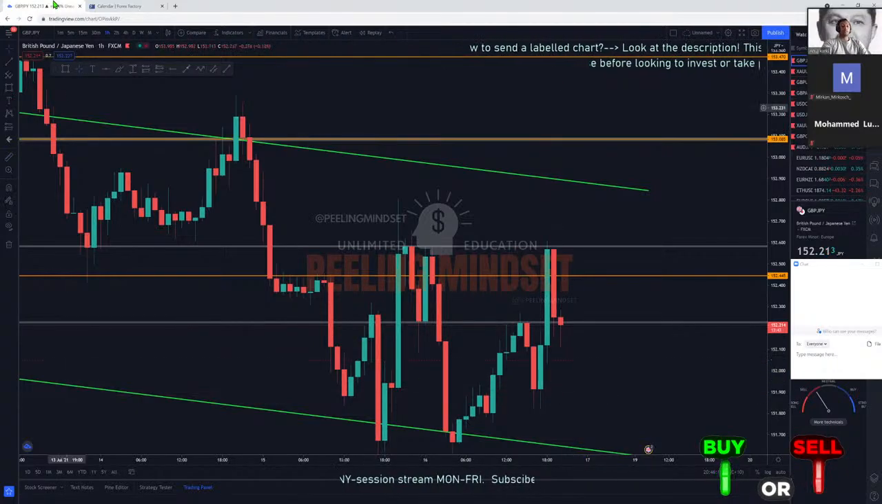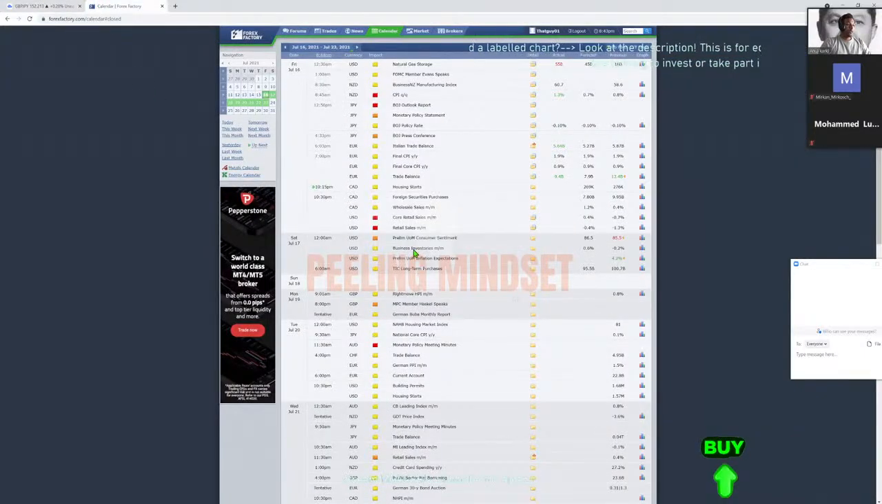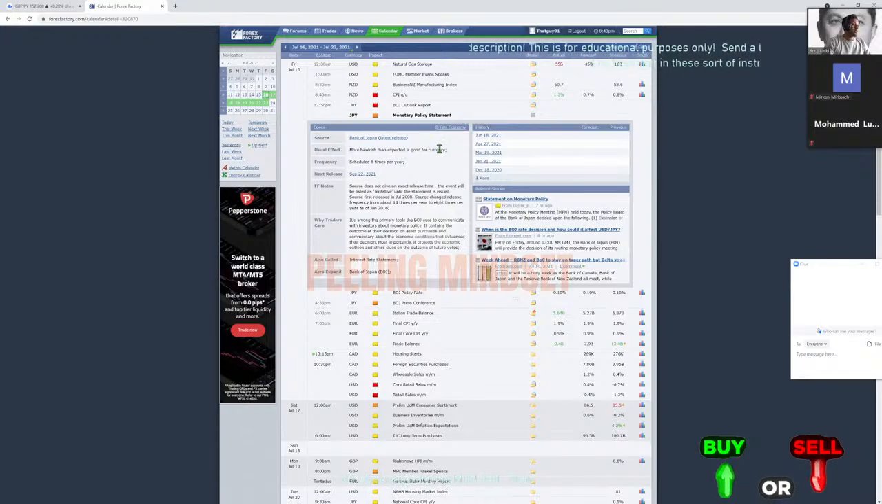Let's see. So we have retail sales today. Oh, we actually had a yen monetary policy today. Ooh, I have to look at that. I definitely have to look at that.